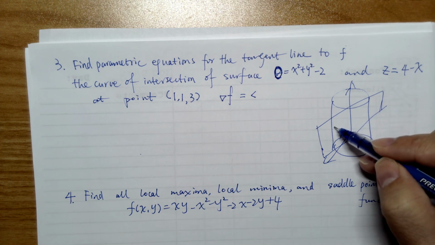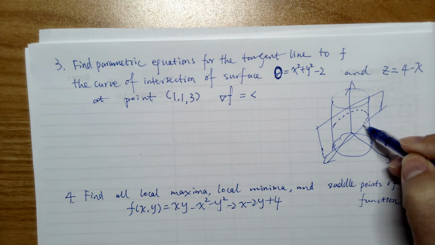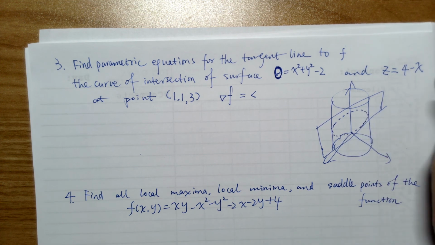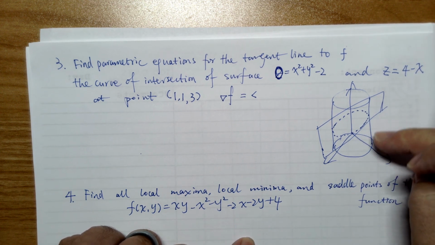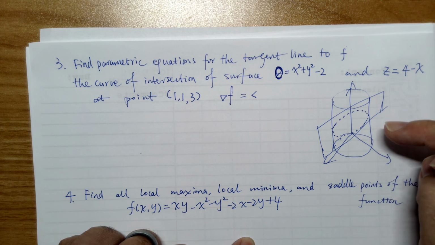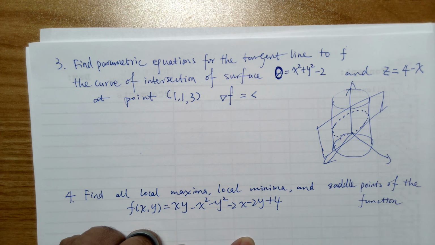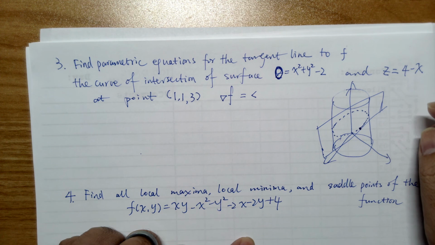So when you do the intersection of those two, a very bad drawing, okay, guys, I just want to let you see the brief idea. They actually intersect with each other, and the intersection generates an ellipse. Okay, so this is an ellipse. So the point (1, 1, 3) is possibly somewhere here.